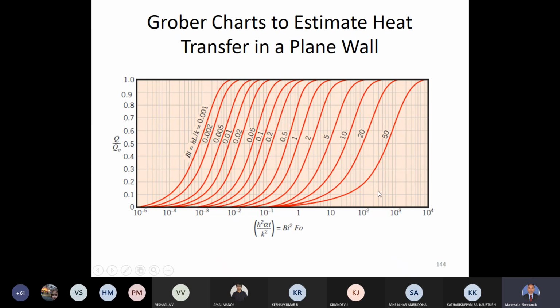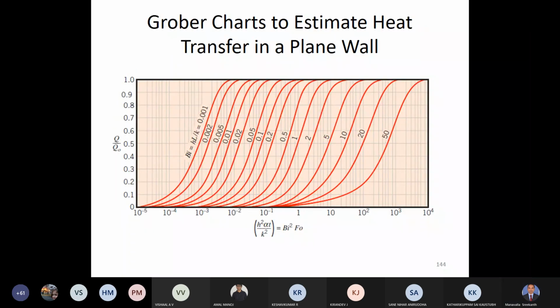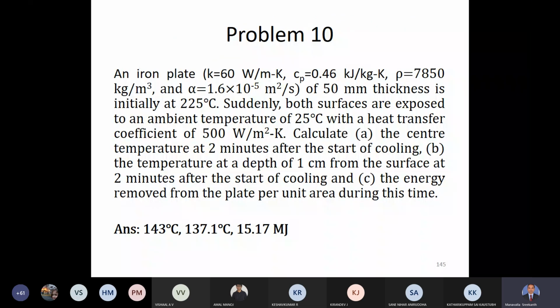Likewise, the Grober charts can be used to find the heat transfer. So Q naught, what is Q naught? Q naught is the maximum heat transfer possible, which is possible at the initial conditions, and Q is the actual heat transfer at a particular instance. So using this, you can also find the heat transfer. So this is the Grober chart. Likewise, we have charts for cylinder as well as sphere. For the infinite cylinder and sphere also we have the Heisler charts as well as Grober charts.